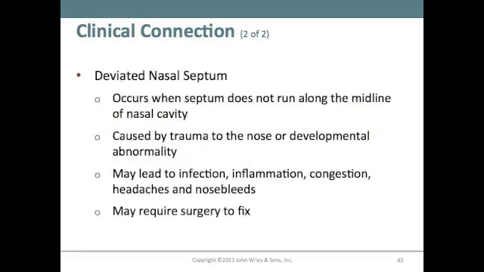Another clinical connection. This one is on page 218, kind of there in the center on the right-hand column. The deviated nasal septum occurs when the septum does not run along the midline of the nasal cavity. This is caused by trauma to the nose or developmental abnormality. So this might be something a boxer might have if they get their nose broken. This can lead to infection, inflammation, congestion, headache, or nosebleeds. And it may require surgery to fix.